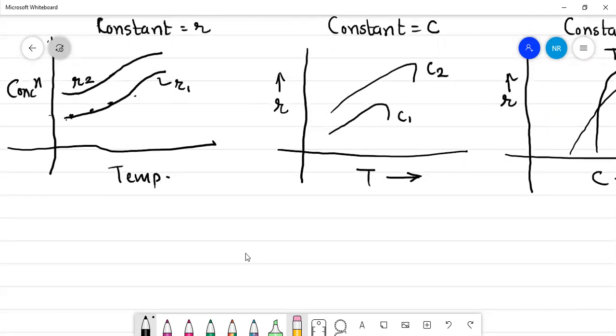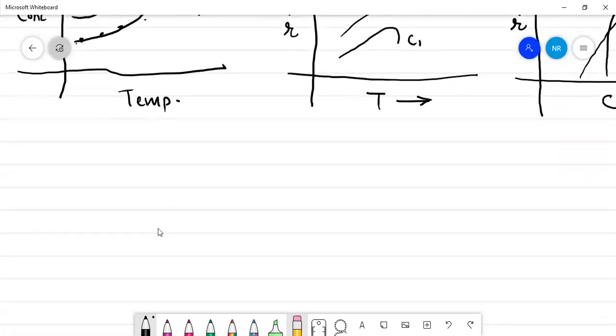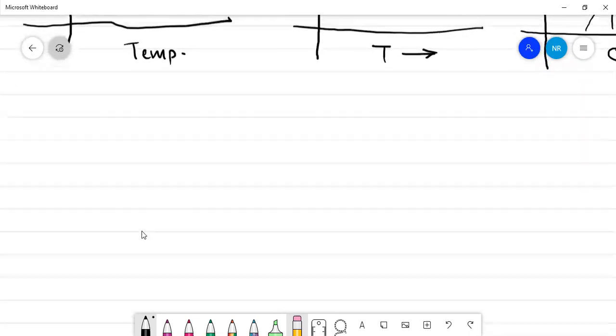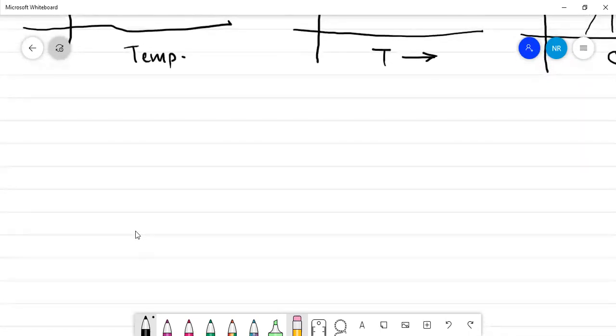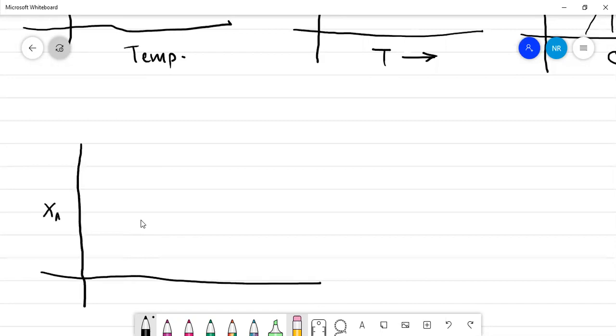So we can convert concentration into conversion, and we will use this graph to make another graph that will help me calculate the volume of the reactor. We'll use a graph between conversion and temperature, where the rates of reaction are constant. So there are three graphs: one graph for irreversible reaction, and another two graphs.